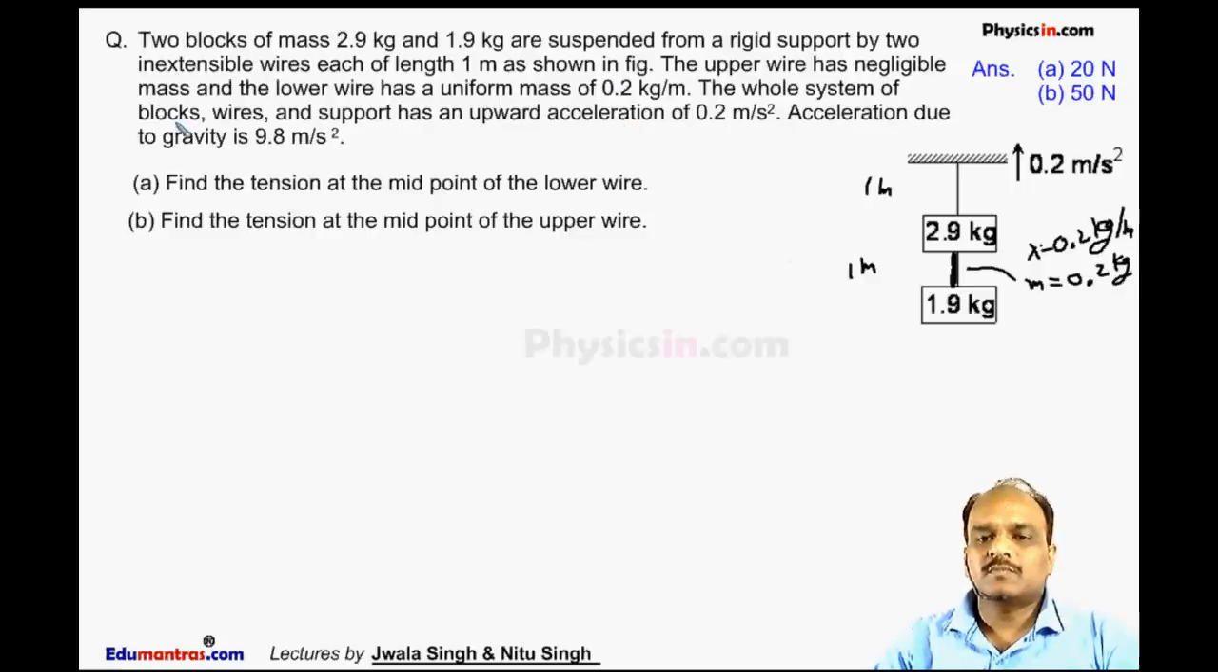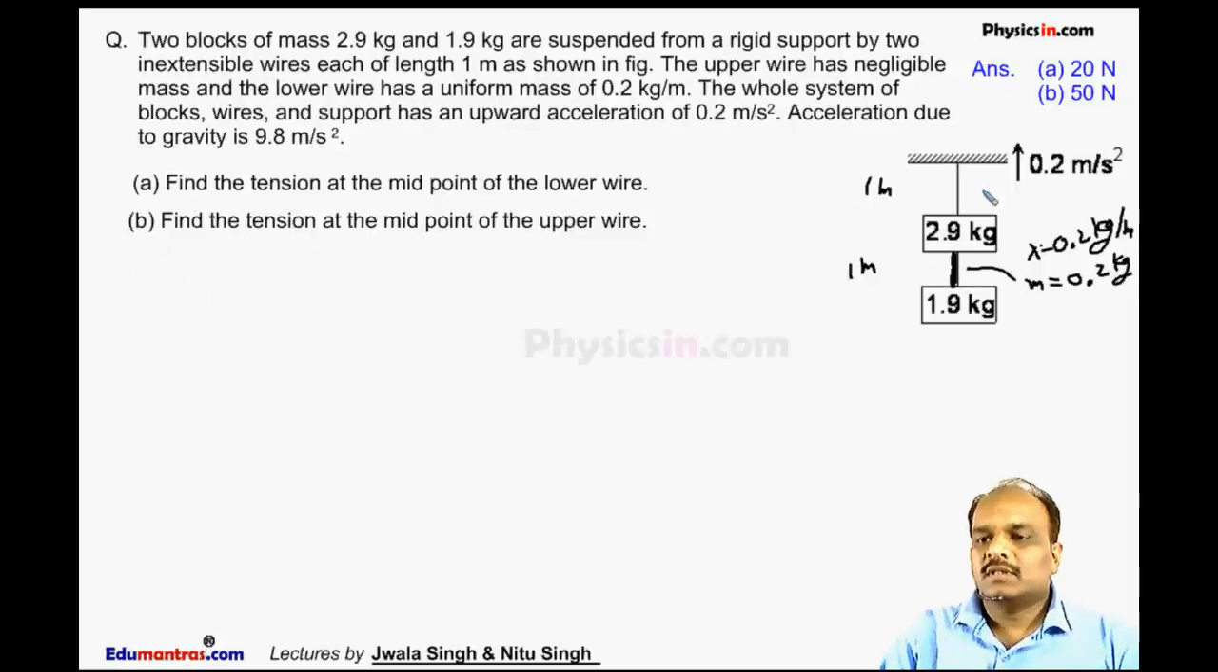The whole system of the blocks, wires and the support has an upward acceleration of 0.2 meter per second square. The acceleration due to gravity is 9.8. Find the tension at the midpoint of the wire. Now we have to calculate the tension at the midpoint of the lower wire, means here.